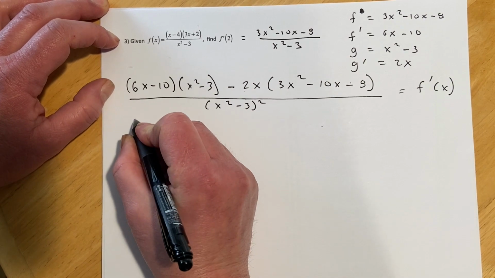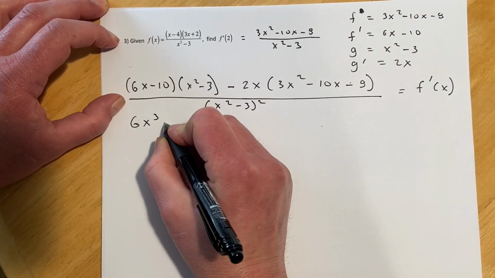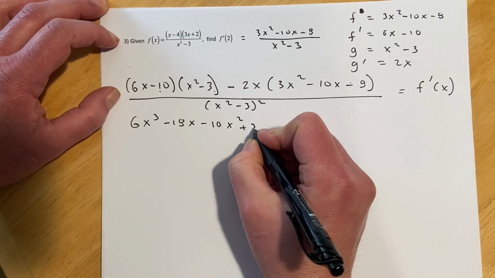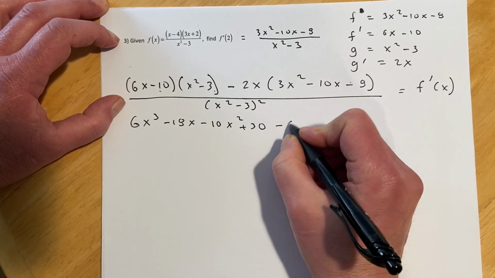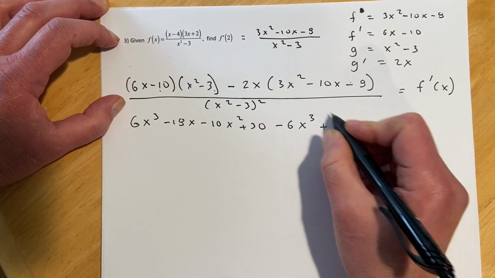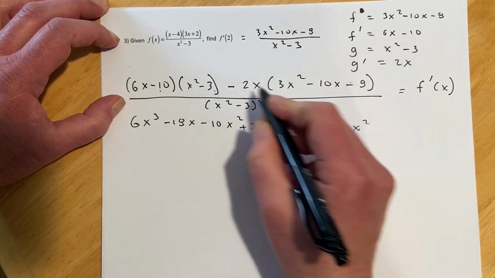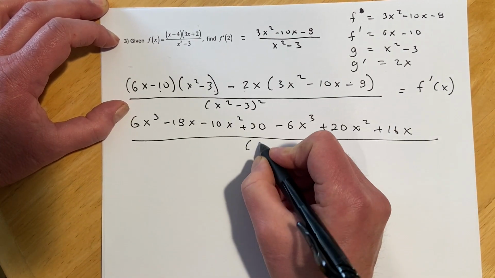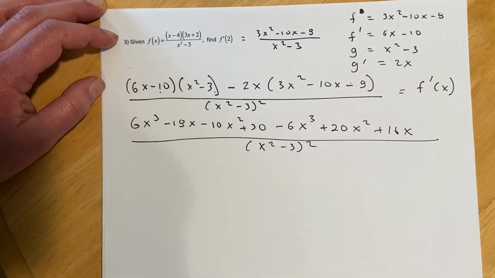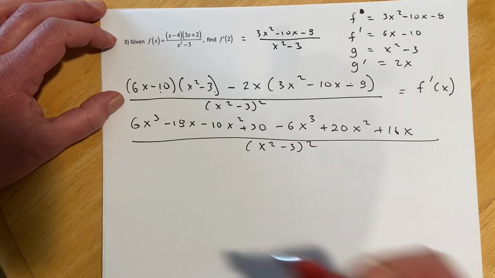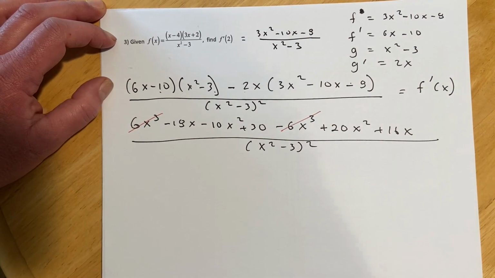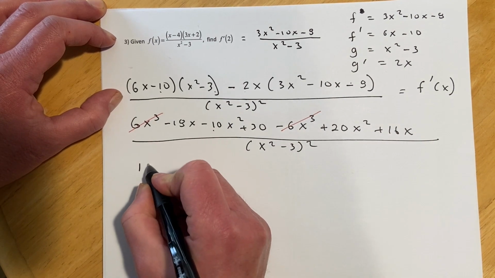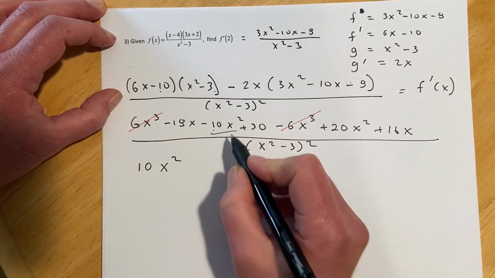6x times x squared, so that's going to be a 6x cubed. On the outside, we got a minus 18x, inside minus 10x squared, and then last plus 30. 2 times 3, so 6x to the third, plus, because of the double negative, 20x squared, plus again, 16x. And that's all over that, again, x squared minus 3 squared. And so now I gotta find my like terms. Okay, cubes cancel, so those are gone. And I got minus 10x squared plus 20x squared, so that's going to leave me 10x squared. So I got that one and that one.